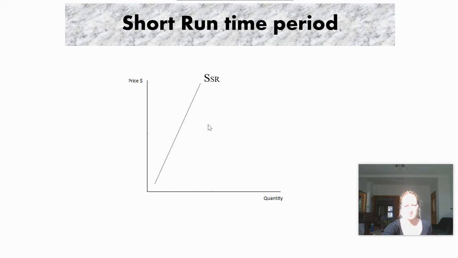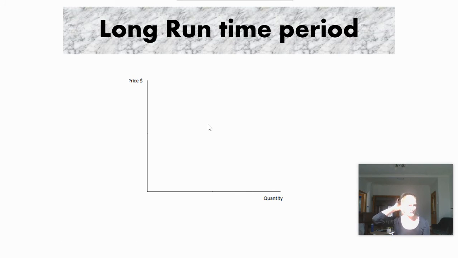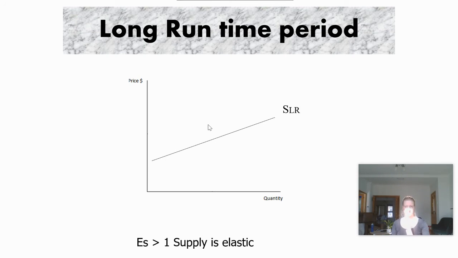In the short run, we will have a steep supply curve. So if the price increases, the quantity supplied will increase by proportionally less. The farmer cannot be very responsive, so it's inelastic. And then in the long run, we will have a flat supply curve, which means when the price increases, the quantity supplied can increase by proportionally more, and obviously it's elastic.